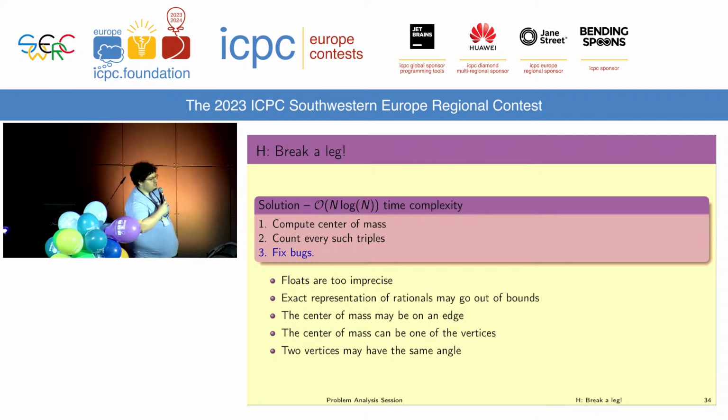Okay, but there are also a lot of strange edge cases. For example, there are edge cases with the center of mass maybe on an edge, but also the worst edge case is that there is actually a case where the center of mass can be one of the points in the data set, and then you will probably get a runtime error or something like this. And similarly, points may be aligned with the center of mass. So there are a lot of edge cases, and you have to get rid of them.